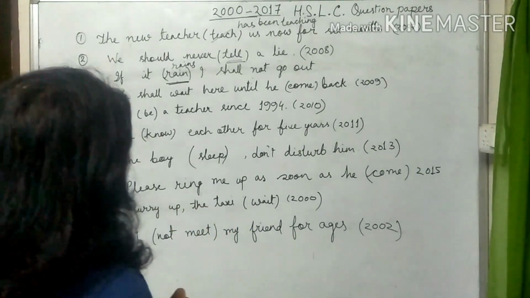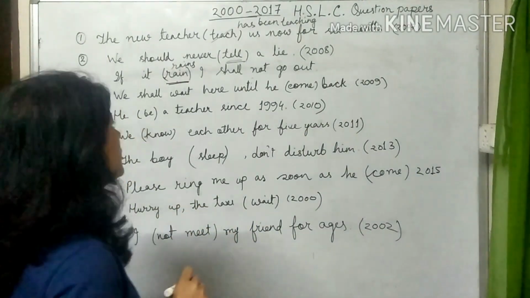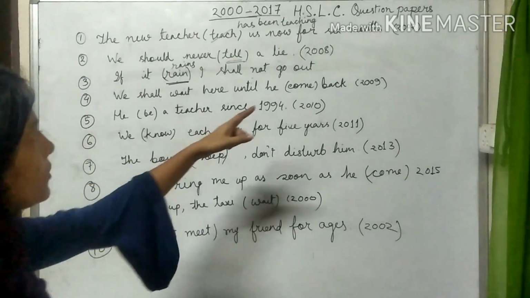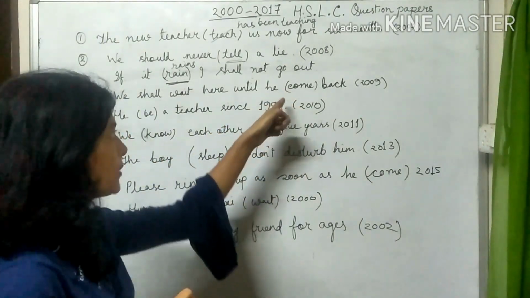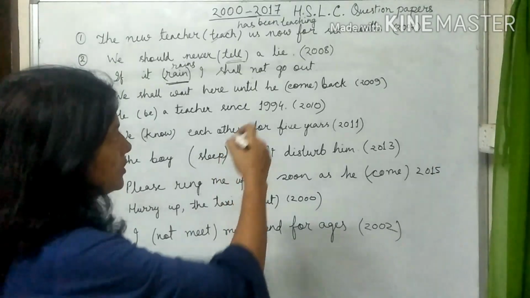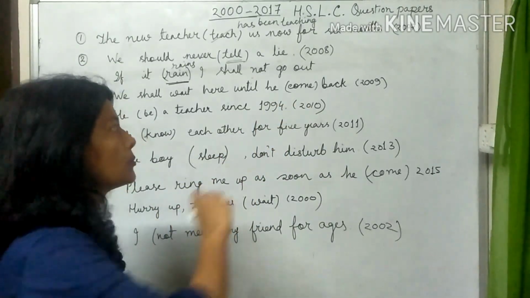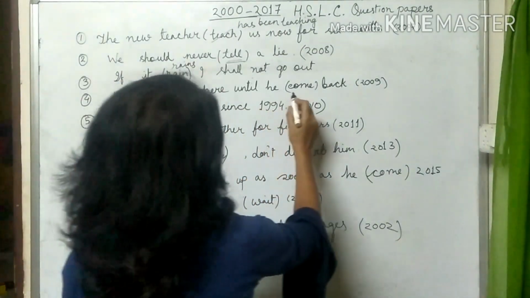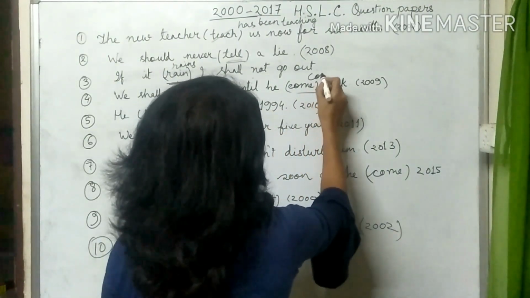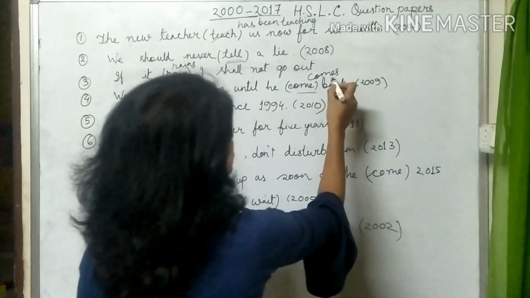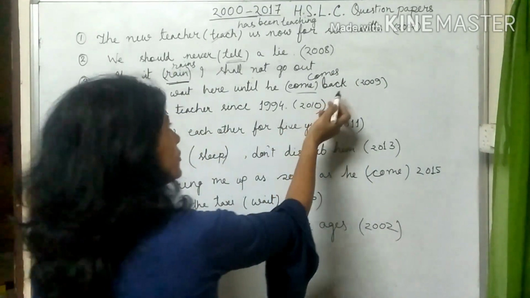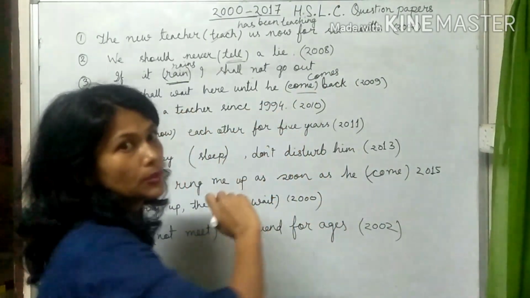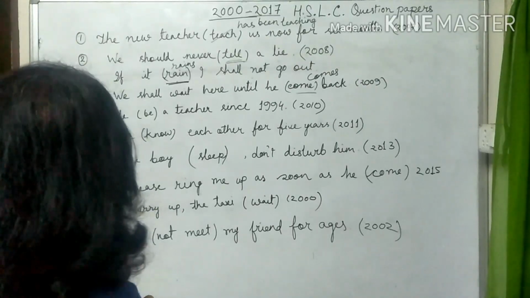We shall wait here until he come back. Here also a similar thing you have to write in simple present, but it means a future time. We shall wait here until he comes back. So it is going to happen in the future, but we are using simple present.